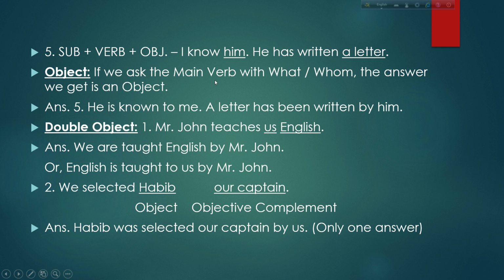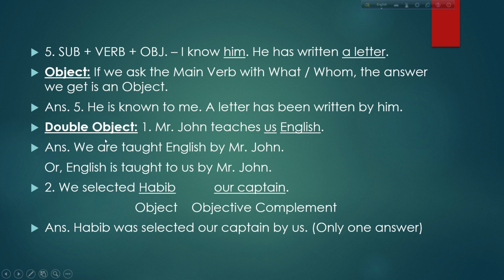So subject plus verb plus object: I know him. Here him is an object. He has written a letter. A letter is an object. So what is an object? If we ask the main verb with what or whom, the answer we get is an object. That is, I know him becomes he is known to me. He has written a letter becomes a letter has been written by him.